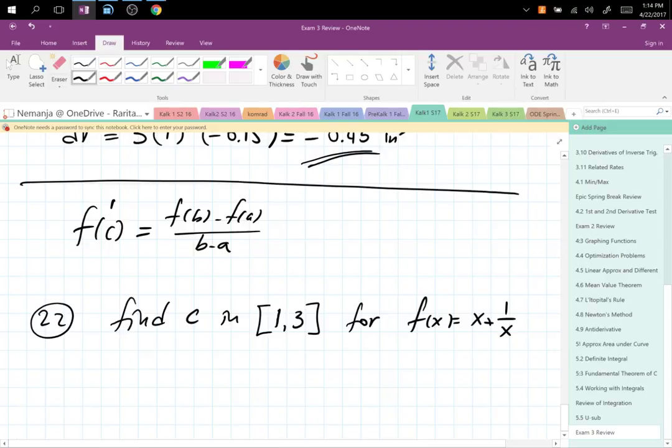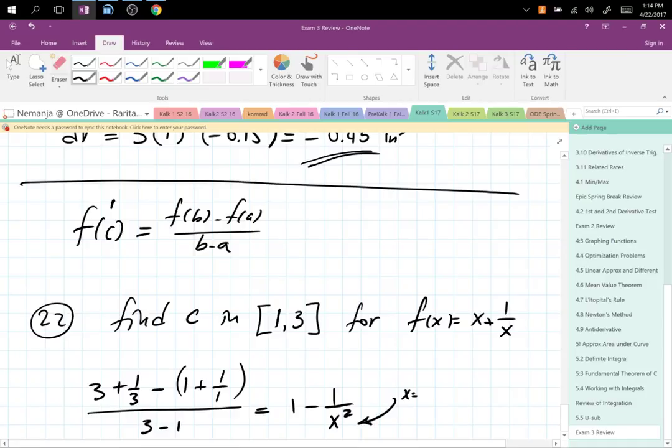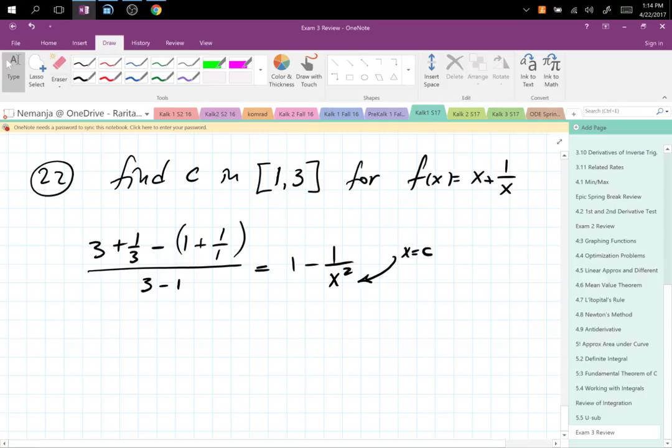All right, so we have f of b, b is 3. So f of b will be 3 plus 1/3, minus f of a, which is 1 plus 1 over 1, divided by 3 minus 1, should be equal to the derivative, which is 1 minus 1 over x squared, but that x is c, because we are computing now. So that's 3 and 1/3, that's 10/3, minus 2, divided by 2 equals 1 minus 1 over c squared. And you just compute. That's all it is.